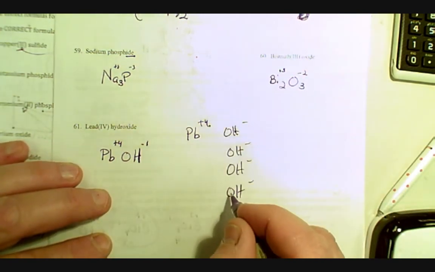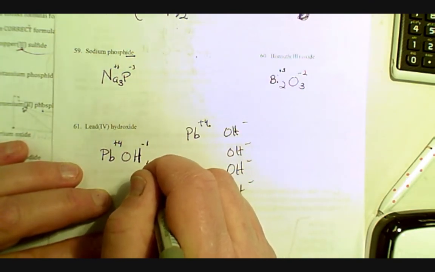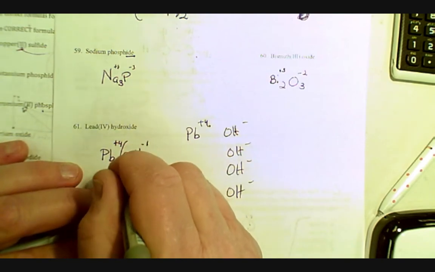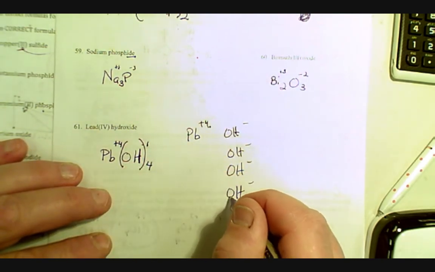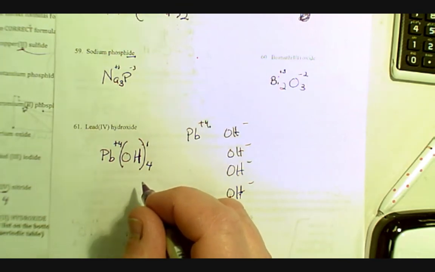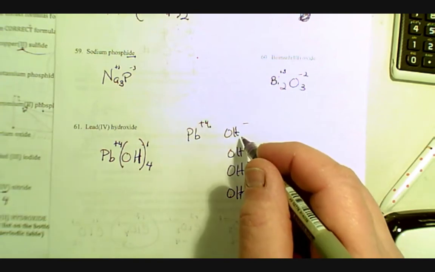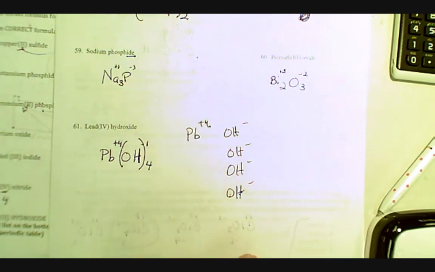So to show this in a formula form, you'd put a 4 down here, but since that's a polyatomic ion, you have to have parentheses because we need 4 of both the O and the H. And if you put the 4 just after the H with no parentheses, it looks like it only applies to the H. You need it to apply to everything, so you use the parentheses.